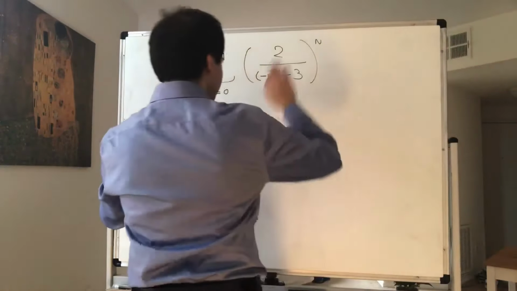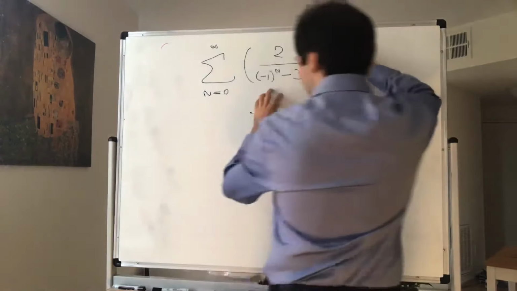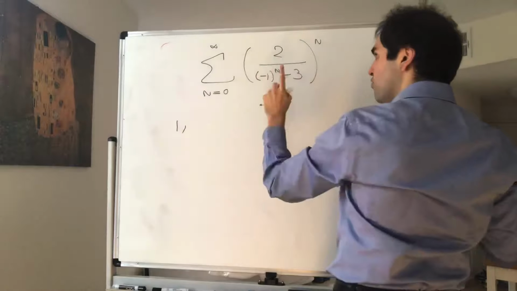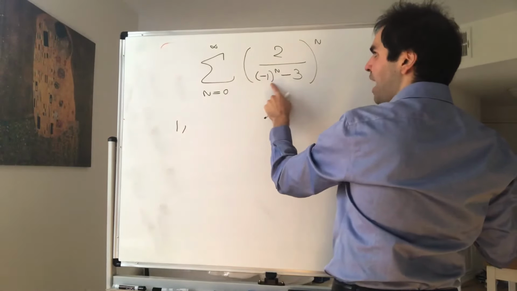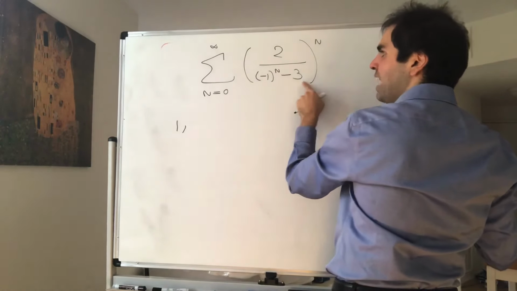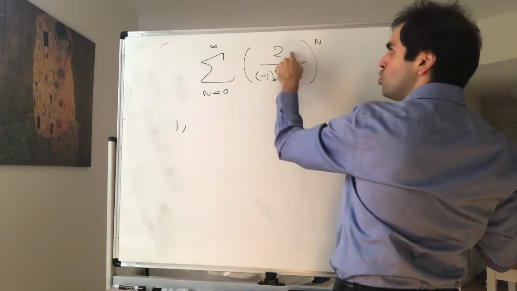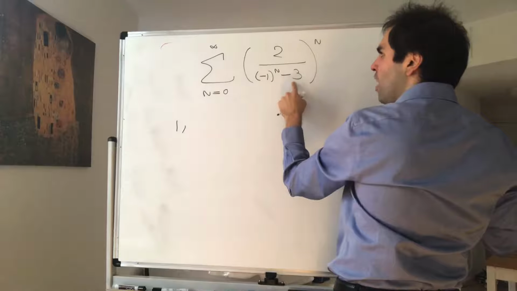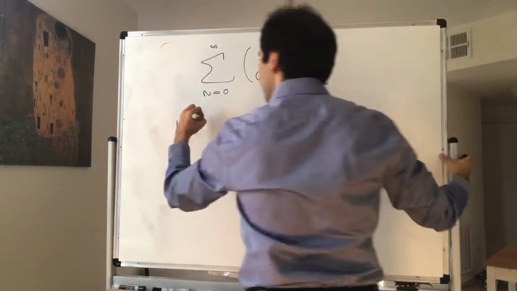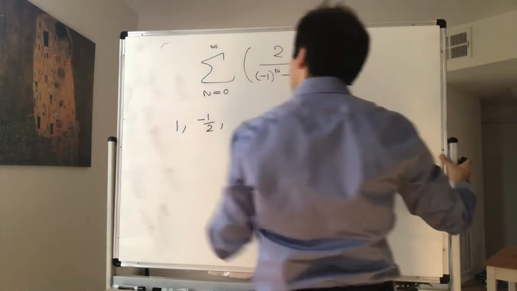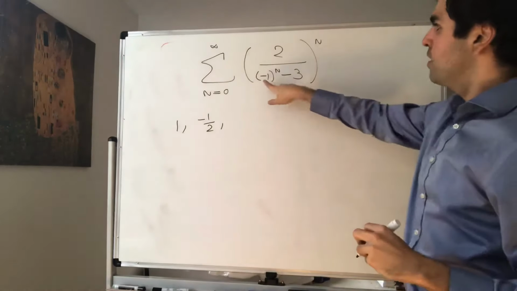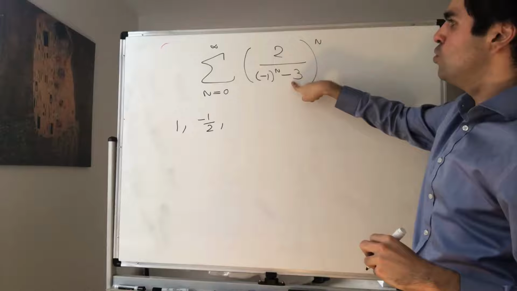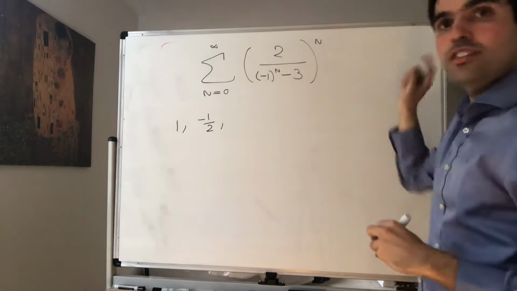For n equals 0, you have something to the 0th power, which is 1. For n equals 1, this is minus 1, minus 1 minus 3, it's minus 4. 2 over minus 4, that's minus 1 half. Minus 1 half to the 1st power is minus 1 half. Now for n equals 2, 1 minus 3, it's minus 2. 2 over minus 2, it's minus 1. Minus 1 squared is 1.